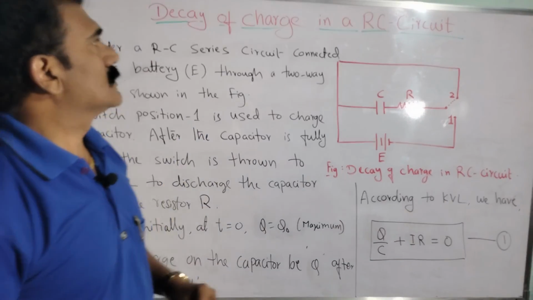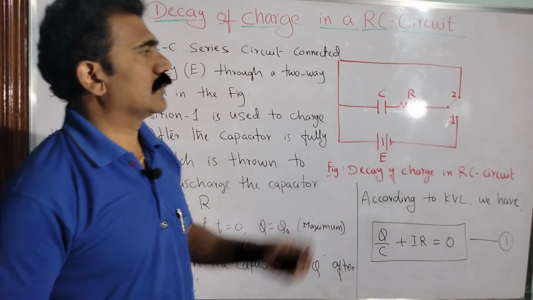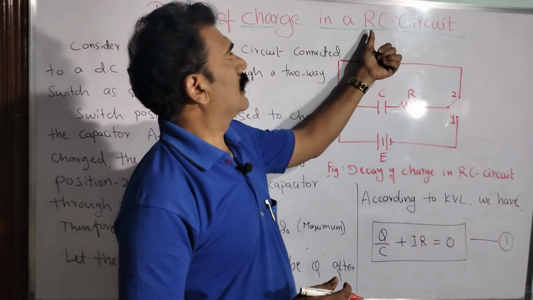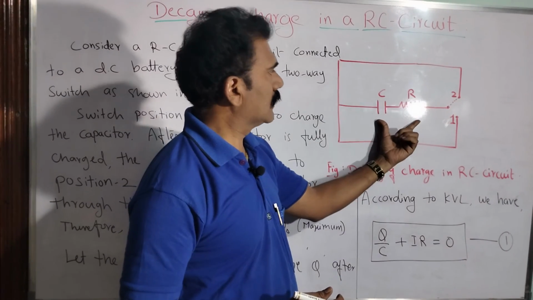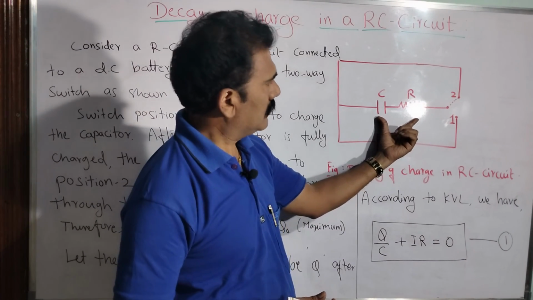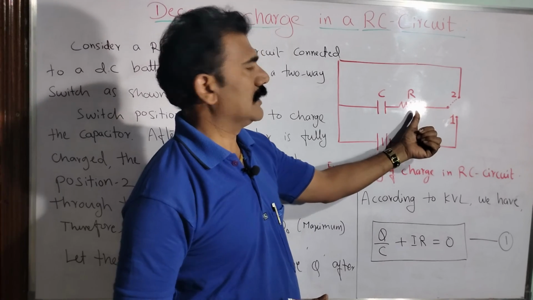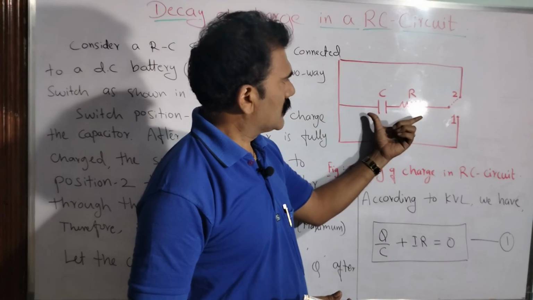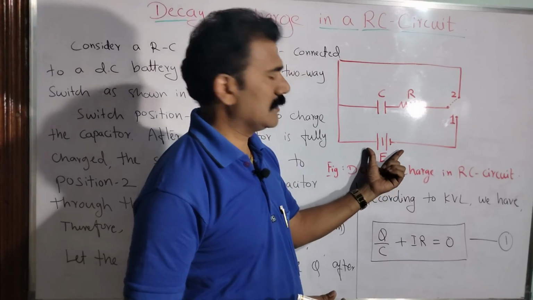Let us try to understand what the circuit diagram required for this is. As I told, we have a resistor and a capacitor connected in series, as you can see in the diagram. This RC combination is connected across a DC battery.